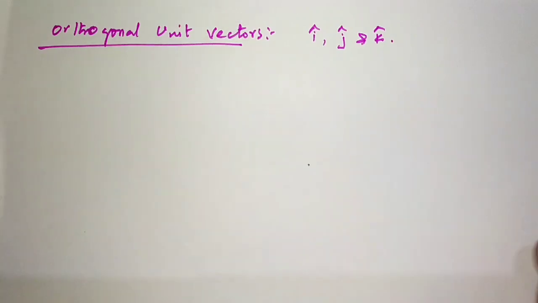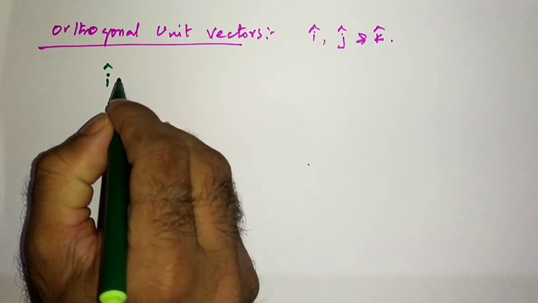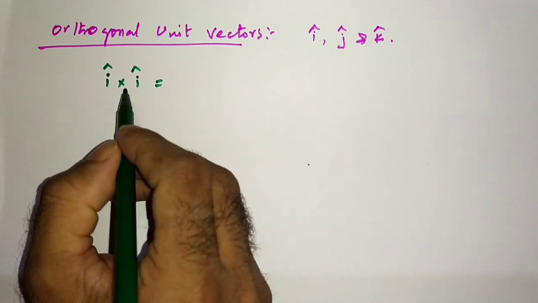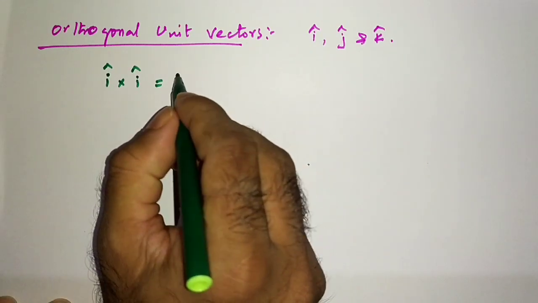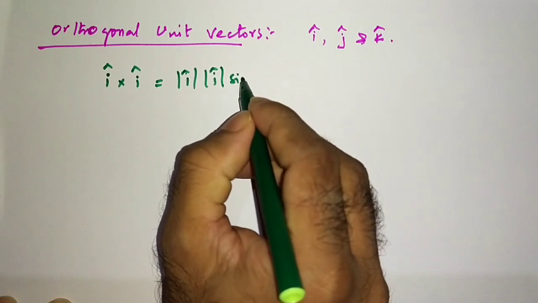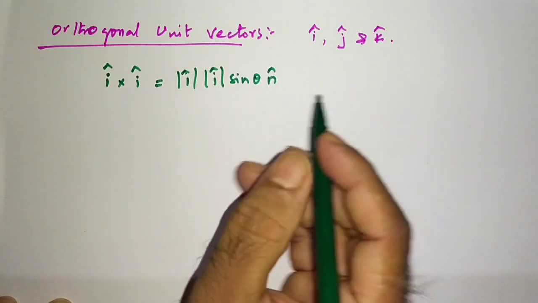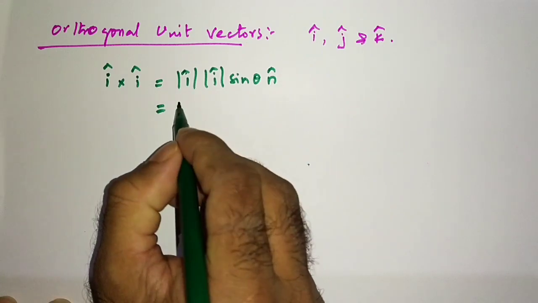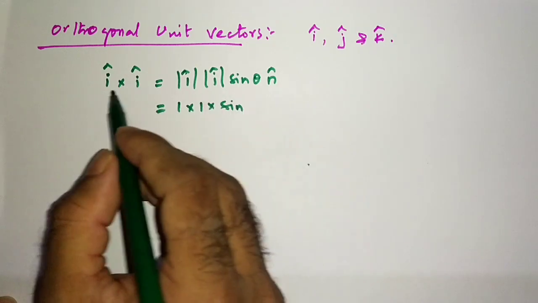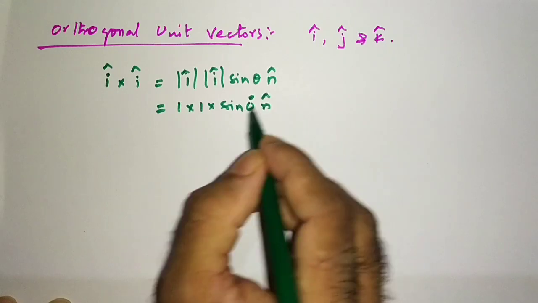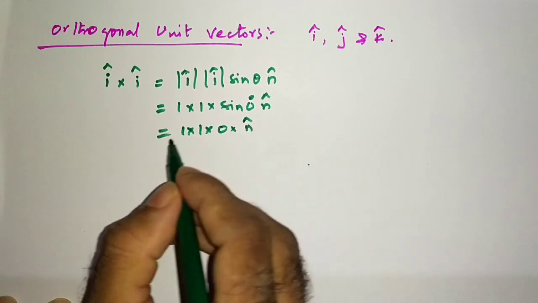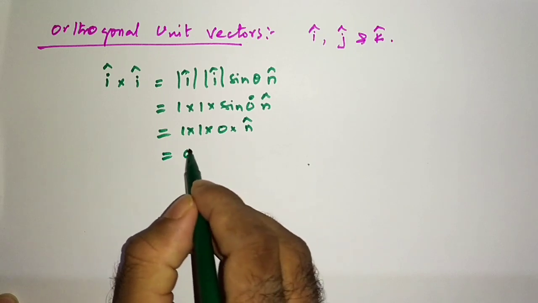Now first let me calculate I cross I. That is I cap cross I cap. Now tell me, what is the formula? Mod I cap into mod I cap into sine theta into n cap. What is the magnitude of a unit vector? 1, into 1, into sine of the angle between the x-axis and itself, which is 0 degrees. Yes or no? So that is 1 into sine 0, 0, into n cap.